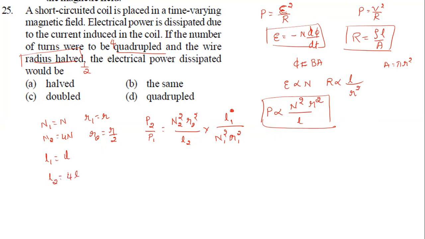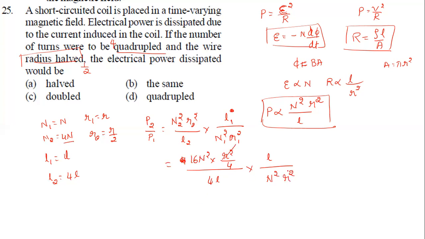Yes or no? Because it is 2 pi R, one circle 2 pi R. 4 times means 4 pi R, means 4 times of 2 pi R. So length is increased 4 times. Now we're going to insert all those values here. N2 square means 4N square. 4 squared will become 16, directly I'll write 16N square into R2. R2 becomes R square by 4, divided by L2 which becomes 4 times L, multiplied by L1 which is L, divided by N1 square which is just N square, and R1 square is just R square.